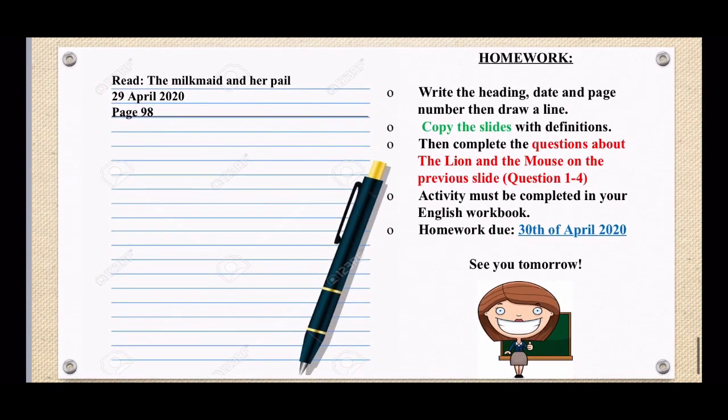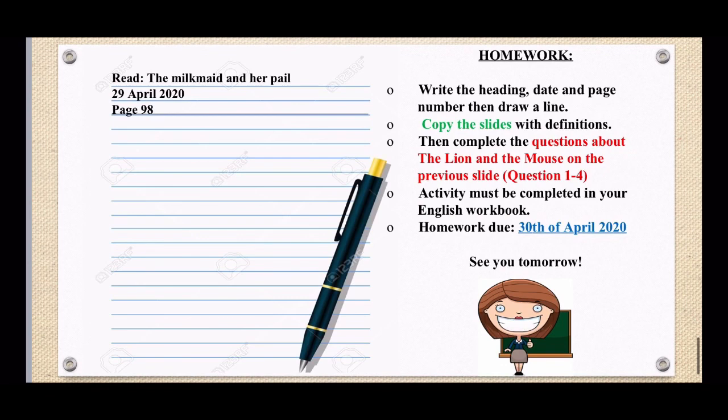Okay, so for homework, please write the heading, date and page number, then draw a line. Also, first, before you answer the question, please copy the slides with definitions, right? So wherever you see copy slide, please copy that into your book. Then after you copy the slides, then complete the questions about the lion and the mouse on the previous slide. So question 1 to 4. So you complete those questions after you watch the video.